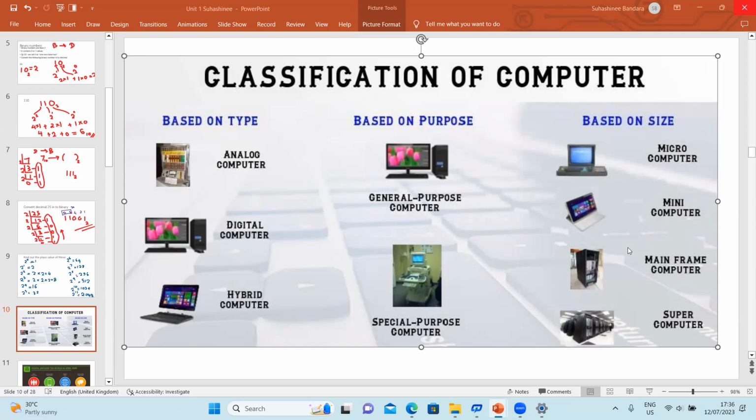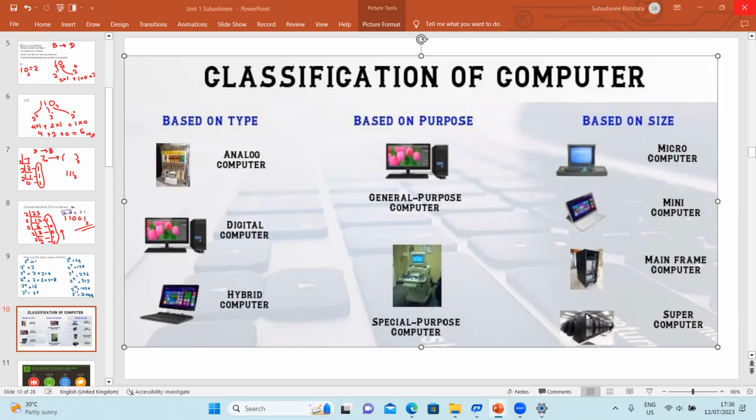Then mainframe computers. Mainframe computers mean large computers available at SLT or internet service providers, very powerful computers like server computers. Supercomputers, like at Google, mean very large companies containing supercomputers for scientific experiments as well as server side. Supercomputers are the most powerful computers. Those are the 3 main classifications of computers: based on the type, the purpose, and the size. Is that clear?